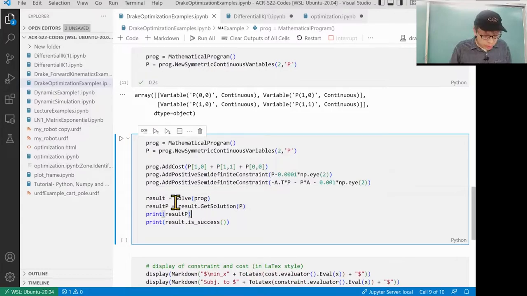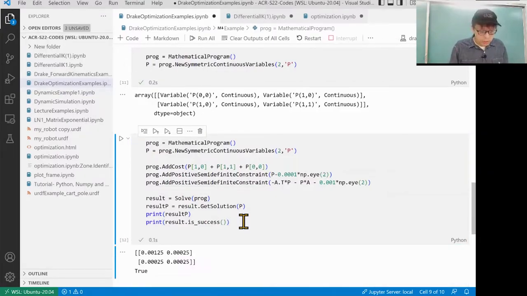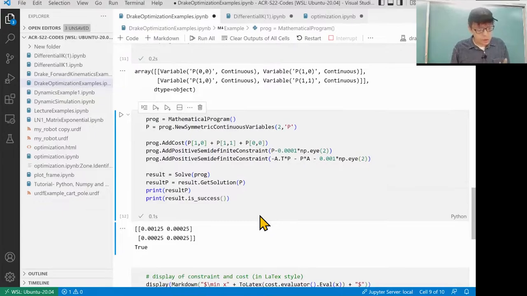And this is the solution we got, called result P. And I can tell whether the program finds a feasible P or not. If I run it, it says true, I found one, this is my P. And this P is symmetric, first of all, it's positive definite, it satisfies all the constraints.